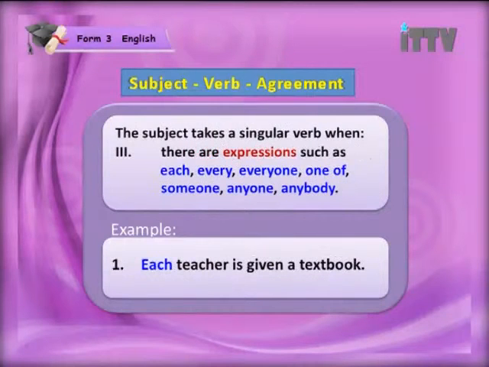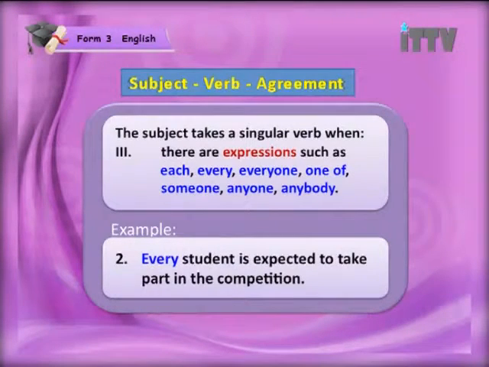Next example. Now here we have expressions. There are expressions such as each, every, everyone, one of, someone, anyone, anybody. Now look at the examples. Each teacher is given a textbook. Now each is, remember, each teacher is given a textbook. Next, every student is expected to take part in the competition.